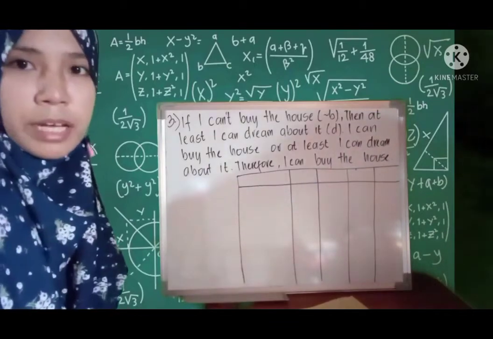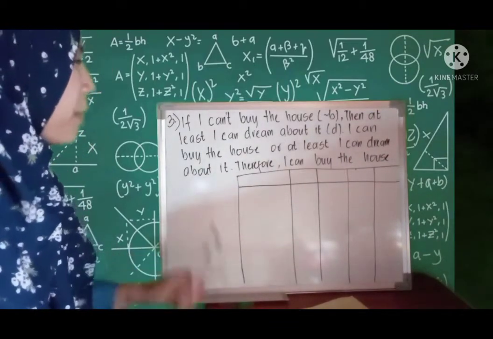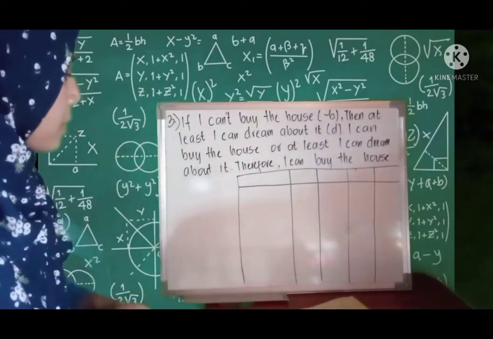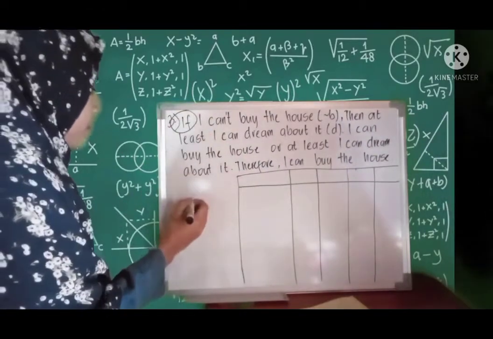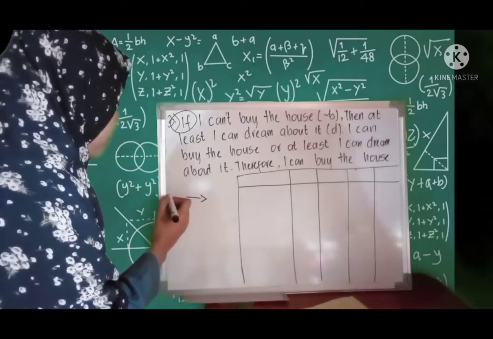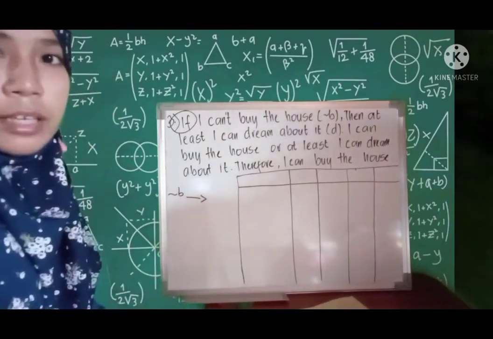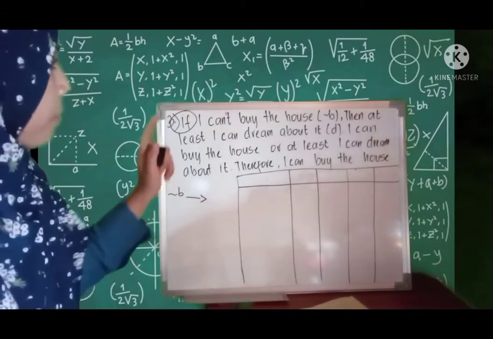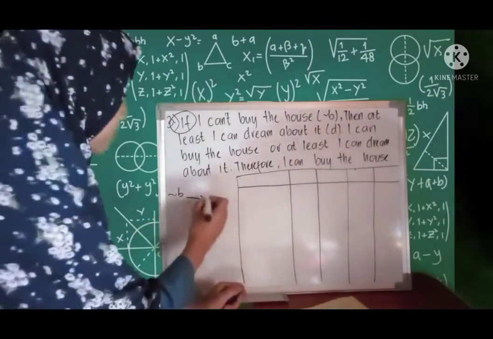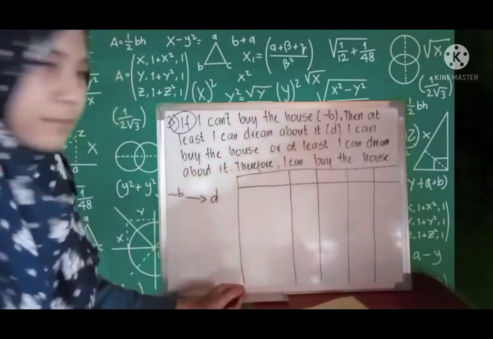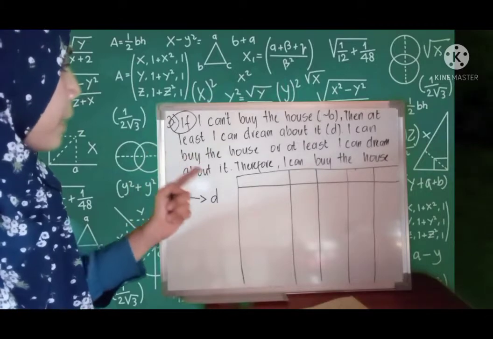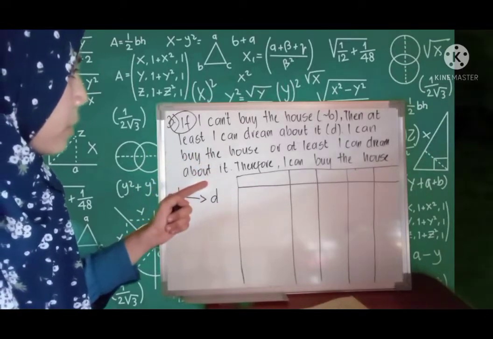So, paano to ita-term as a symbolic form? So, kukunin natin yung if I can't buy the house, negation B, then at least I can dream about it. Then, D. Dream about it. Letter D. So, sa second naman, I can buy the house, or at least I can dream about it.